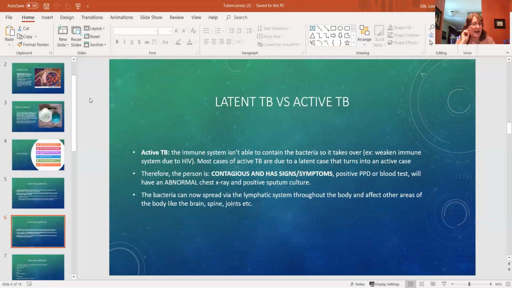All right, so then when we talk about active, this is, hey, your immune system isn't able to contain it, so the bacteria takes over. So typically when someone has this form of TB, it's usually because their immune system is down. So, hey, maybe I already have HIV, or maybe I have cancer and I'm doing chemotherapy, so my immune system is low from that. Like anything along those lines. As we age too, older adults are more at risk because as you age, your immune system gets not as effective anymore. So when you have active TB, you are contagious.